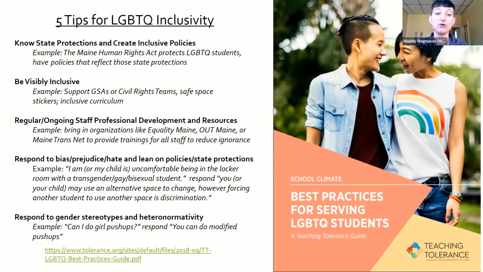to accomplish that. So an example here from this Teaching Tolerance toolkit was, if a parent said, I am, or my child is, uncomfortable being in the locker room with this transgender student or this gay student, you could respond, well, your child can use an alternative space if they're not comfortable, but we can't force another student to use another space because that's discriminatory, right? So just because someone objects to an LGBT student doesn't mean they get to have the LGBT student conform to what they need to feel safe, right? They can always use an alternative space.